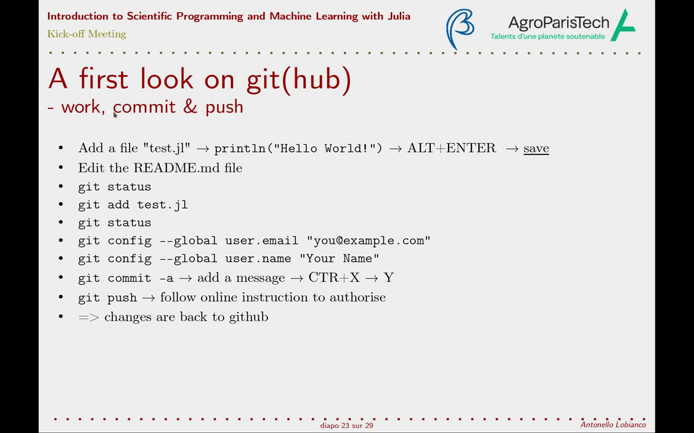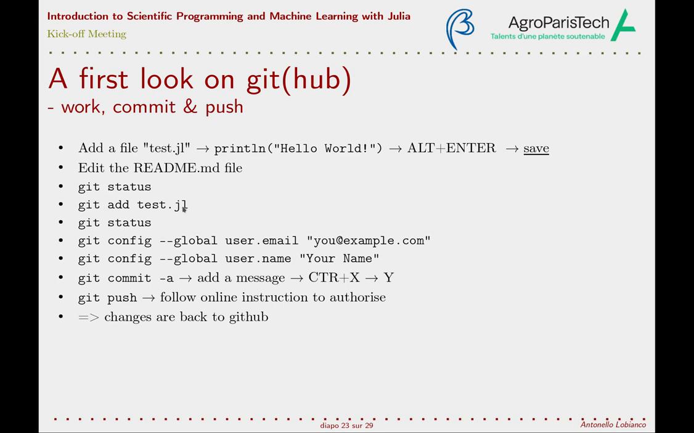We'll add a file to the folder, edit it a bit, add it to the repository, and make our first commit. So the fact of adding the file to the folder doesn't make that file automatically part of the repository. We still need to do it manually with git add filename.